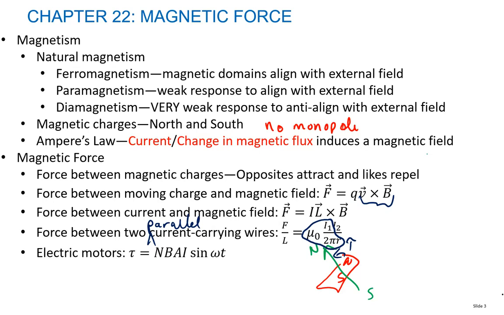If they're perpendicular, the force is going to be 0 because the magnetic field is going to turn out to be parallel to the current. If I have two currents going the same direction, are they going to attract or repel?